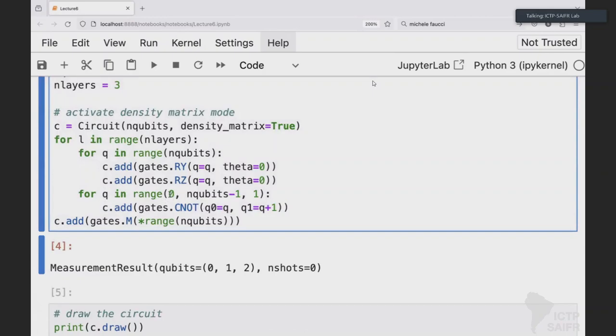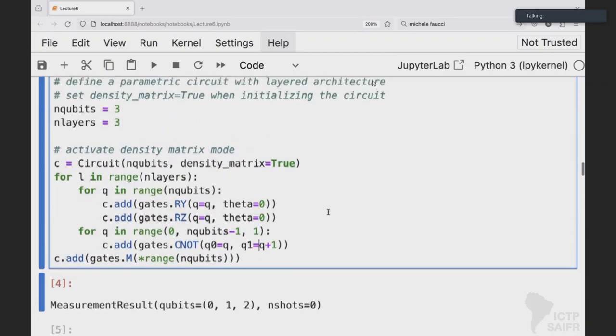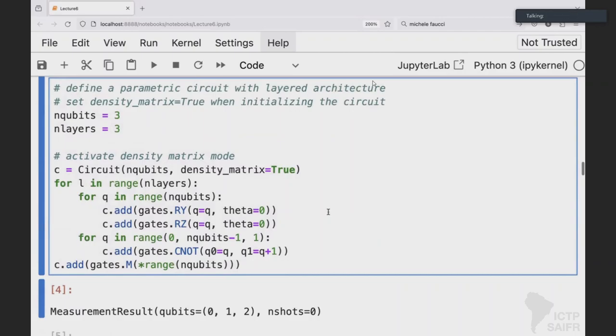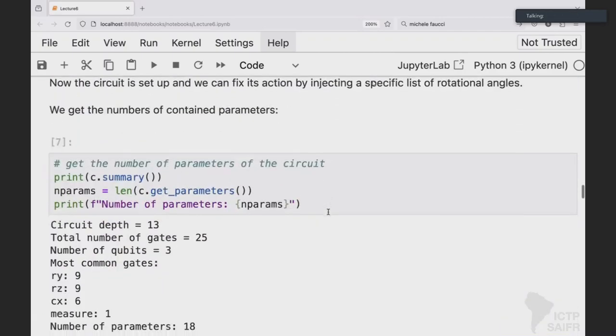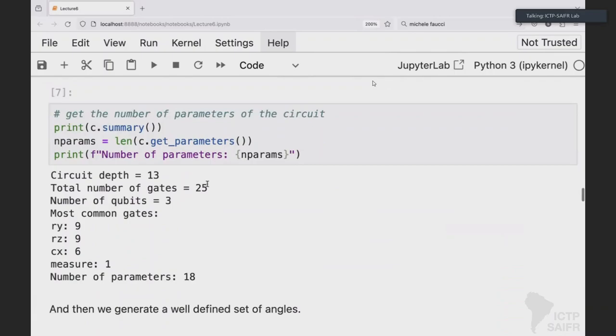Yeah, be careful with the indexes. So I'm doing range from 0 to n qubits minus 1 with steps of 1. Right, so as you can see here, from the summary, we had 9 rotations over Y, 9 rotations over Z. So the total number of parameters is 18, as expected. Very good.